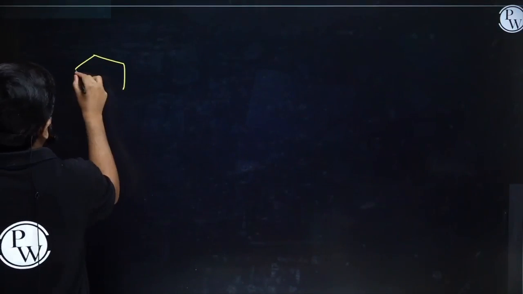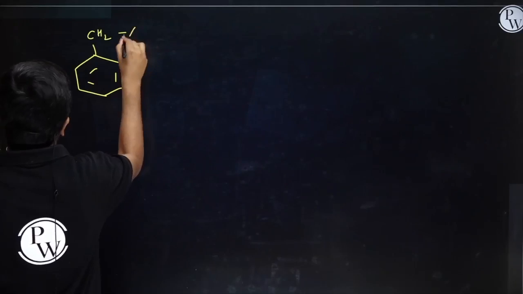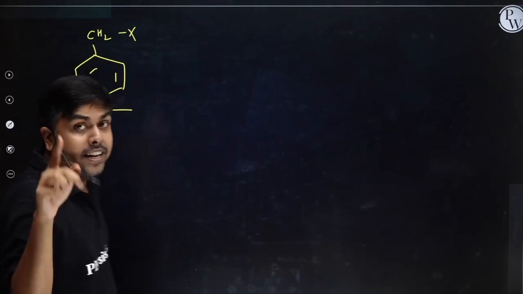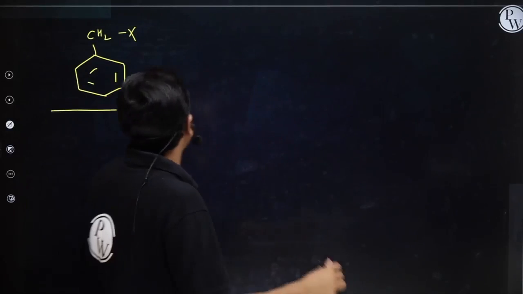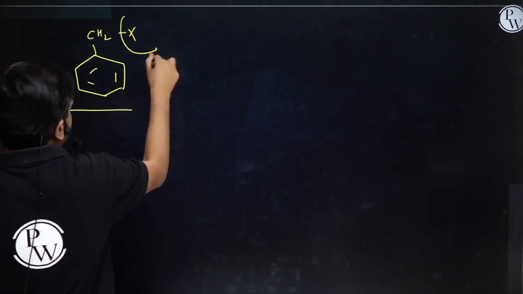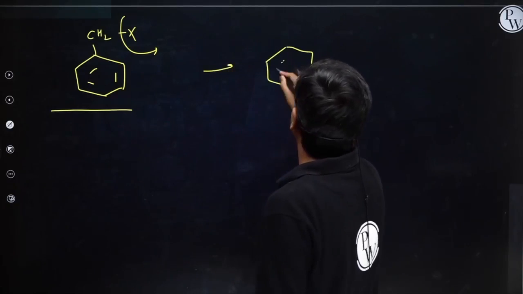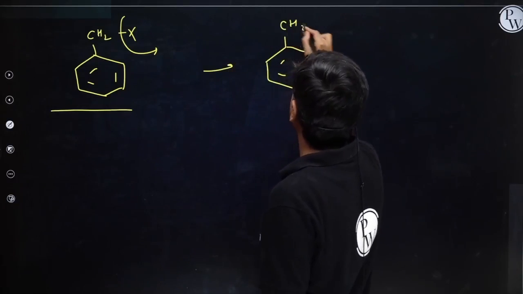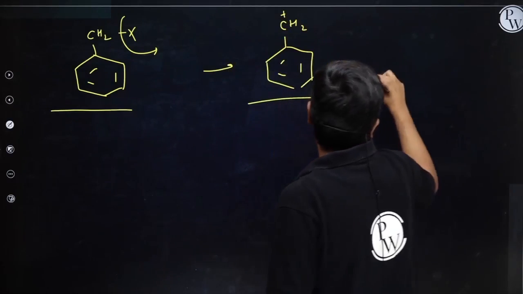This one, PhCH2X. Yes, it will definitely give SN1 reaction, and even at a faster rate. Why? Because as soon as this halogen departs, I will have my carbocation, that is benzylic carbocation, PhCH2 positive, a highly stable carbocation, right? So it will definitely give SN1.